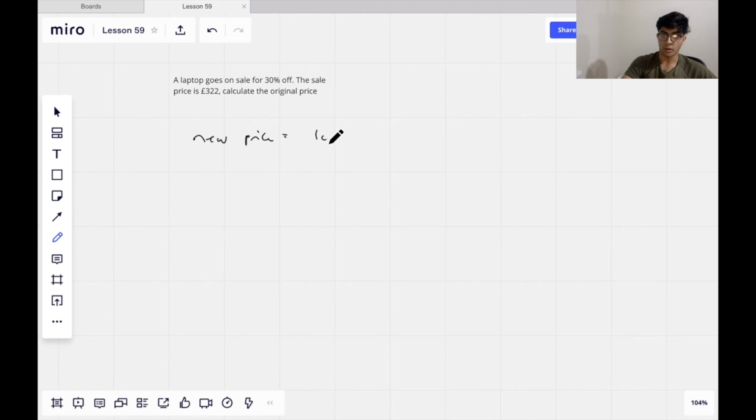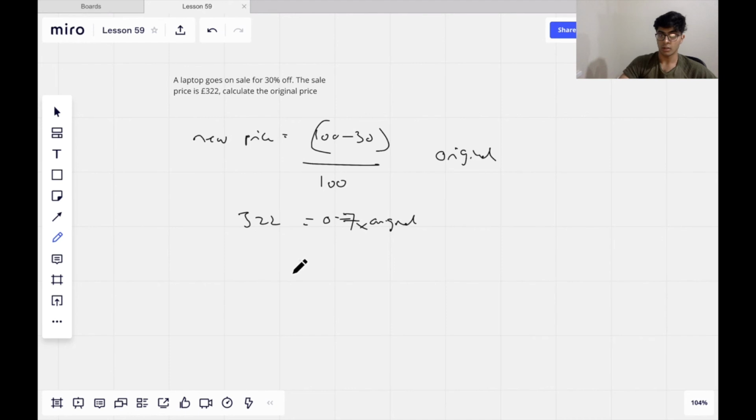Is equal to 100 minus 30 over 100 of the original price, which is 0.7 of the original, and 327 is 0.7 times the original. So if we divide both sides by 0.7, we have the original is equal to £460.